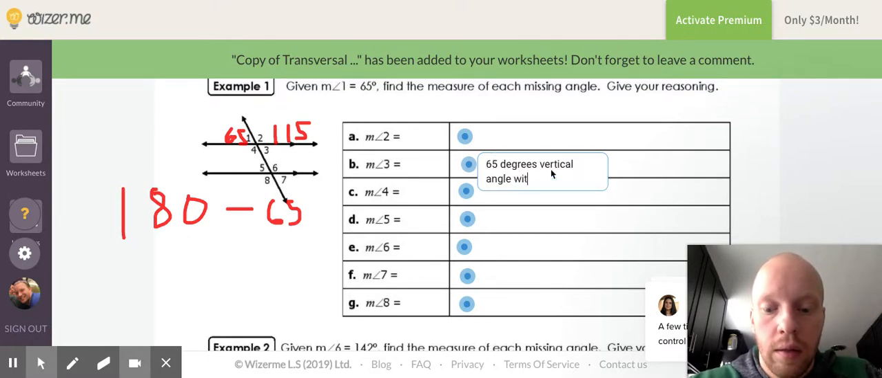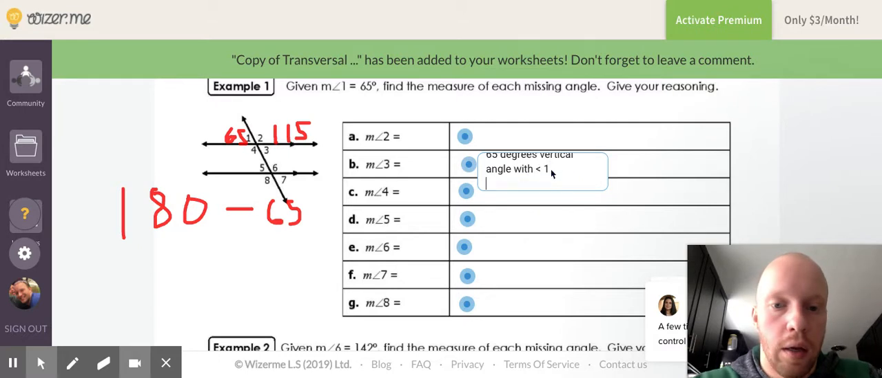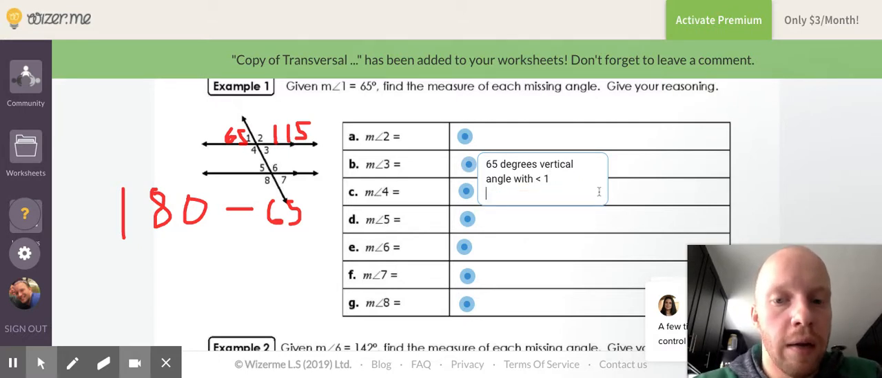with angle 1. All right. So you do want to be providing the reasons, right? Angle 4 would be, well, it's a vertical angle with angle 2. All right.